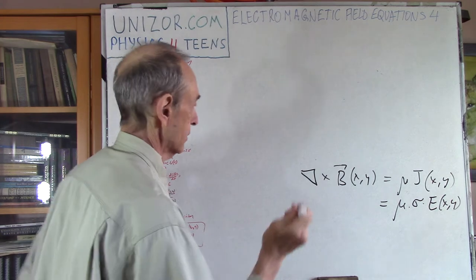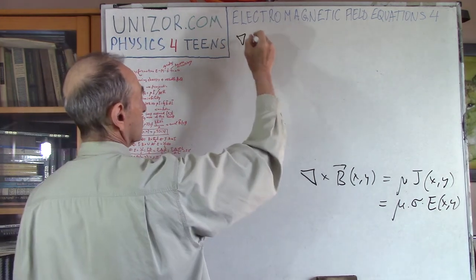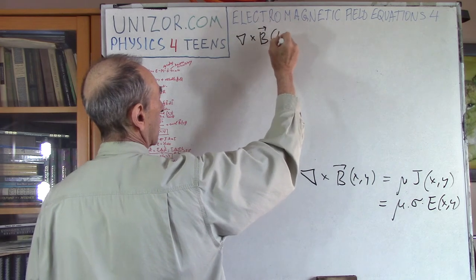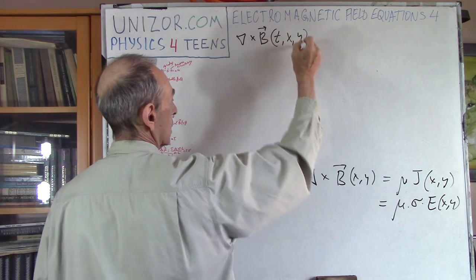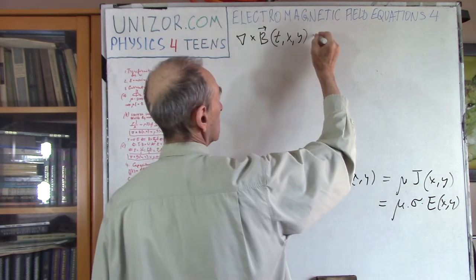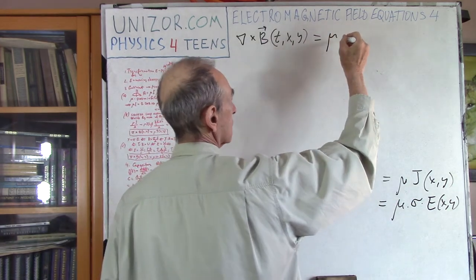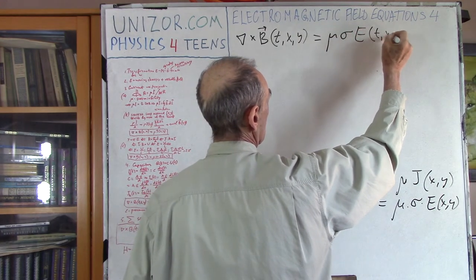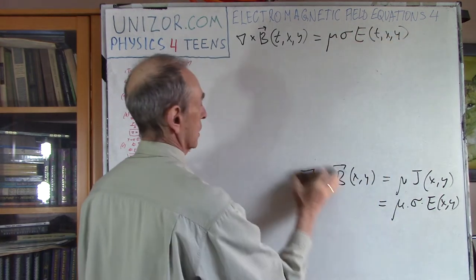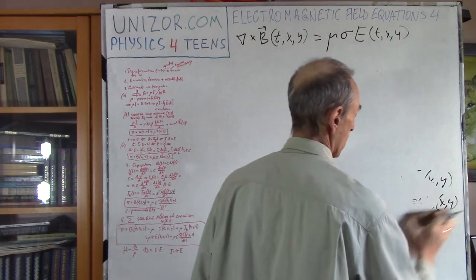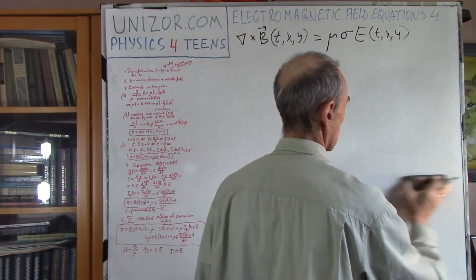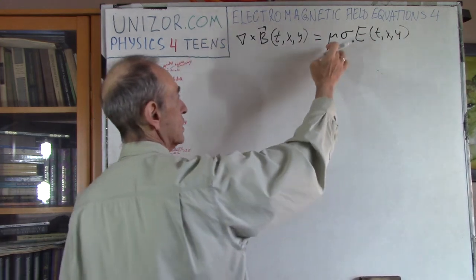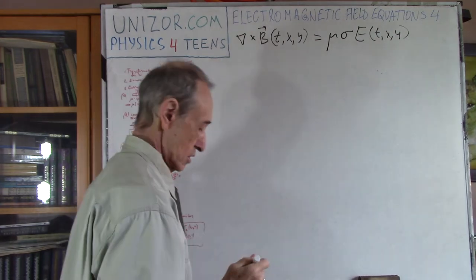I'll make even one more slight modification. I will put time as well here. Because if this is variable, then obviously magnetic field would be correspondingly variable. At any moment of time, this is valid. So if this is changing with the time, these are constants, obviously, then this would be changing.